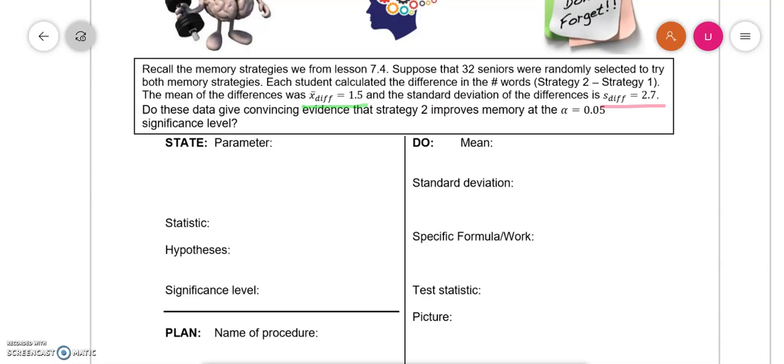All right, so again, starts off exactly the same way. What is our parameter? It's always a true something. Now remember, for paired data, how many means do we have? We only have one mean because we take several differences. Even though we have two parts of the experiment, we take the differences from each part and average those. So there's only one mean, and this is the true mean difference.